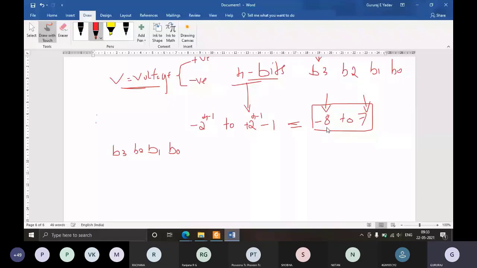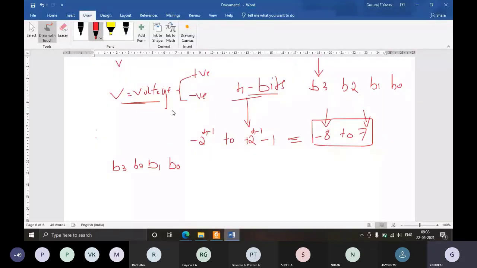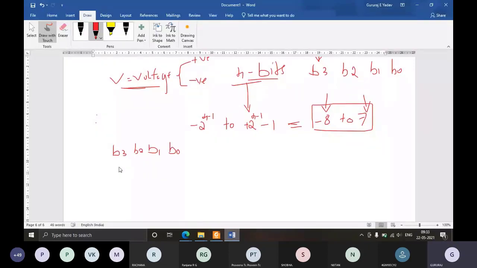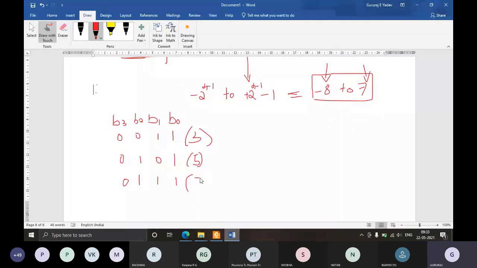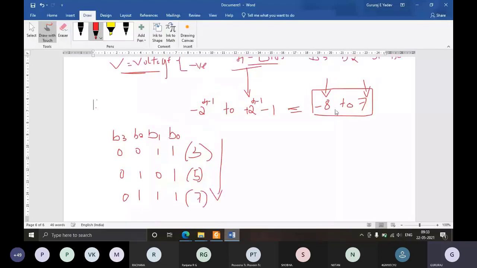Let's say I'll keep track of voltage and record the values. Let's say the present value of voltage is 3, so I'll write 0, 0, 1, 1. At the next instant, the voltage value is 5, which is 0, 1, 0, 1. In the next instant, the voltage value is 0, 1, 1, 1, which is 7. Note that the values I am representing here are within this range, minus 8 to plus 7.